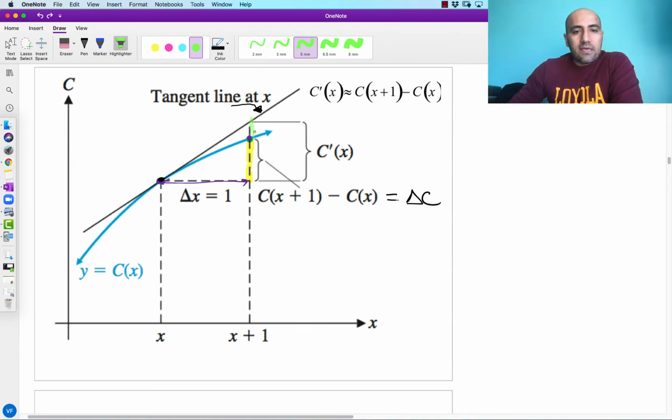It'll give us this height there. And as you can see, the green and the yellow are pretty close, especially when we really zoom into a function. So what we want to conclude is this. C prime of X is approximately equal to this. This is the exact change in the cost going from a production level of X to a production level of X plus 1. Whereas we say, well, that's a pretty good approximation. It's approximated pretty well by this derivative. Okay, moving on.